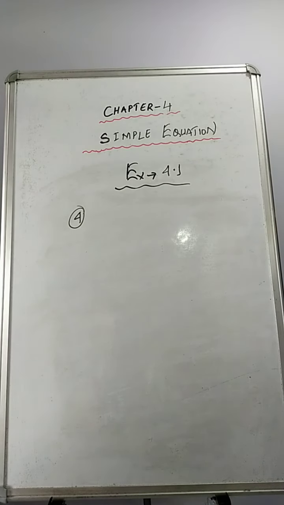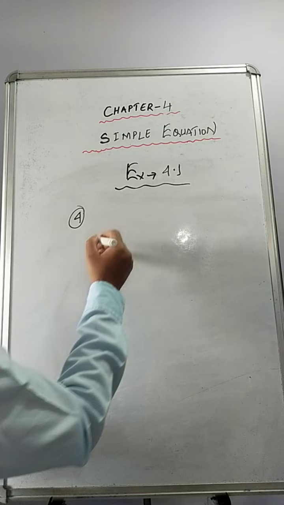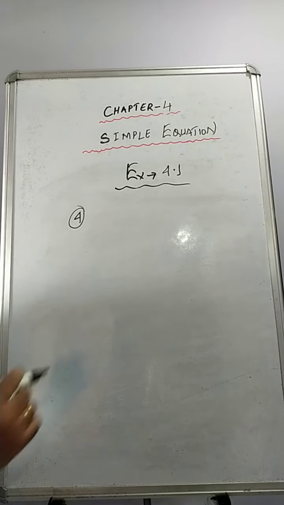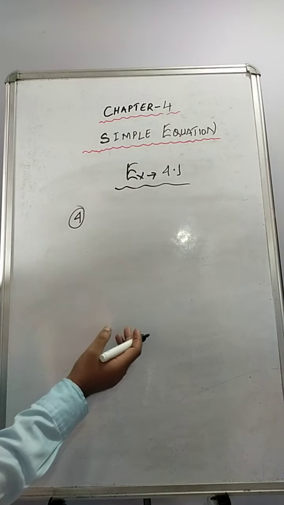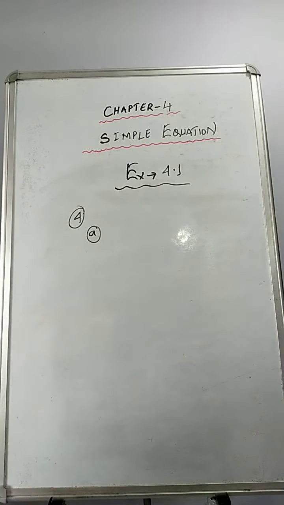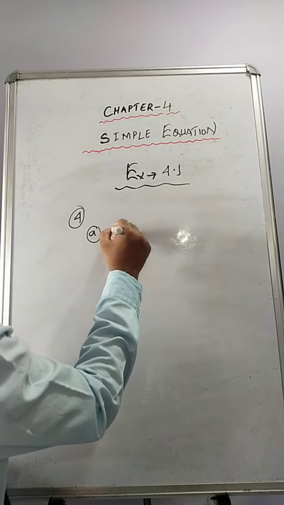Fine, so what is written in question number 4? It is written, write equation for the following statements. There are 9 statements given, so you all have to convert the statements into equation format. Let me write the first one, that is the sum of number x and 4.